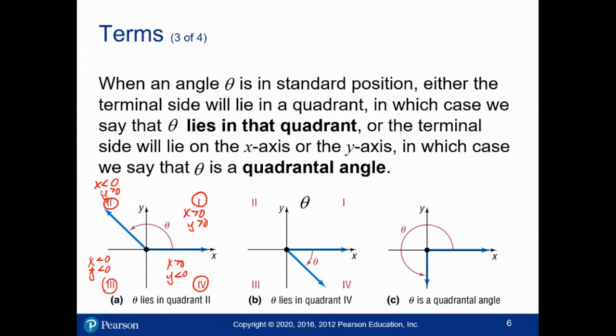Okay. So angles can lie in a quadrant, and the way you specify what quadrant it's in is if it is in standard position. If the initial side is along the positive x-axis, where does the terminal side lie? That's what quadrant the angle is in. Okay, so you can see here are a quadrant 2 and a quadrant 4 angle.